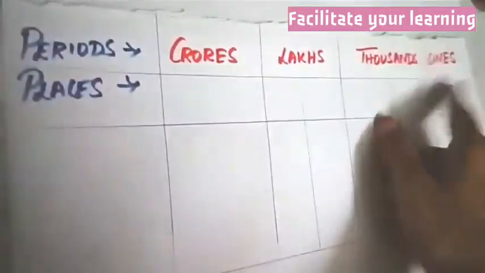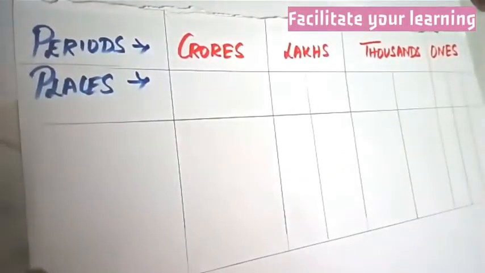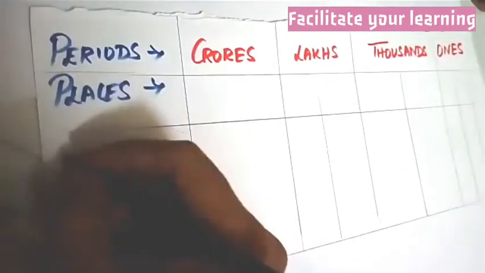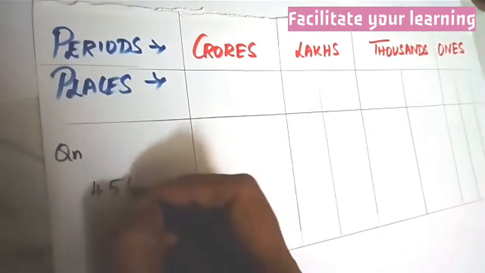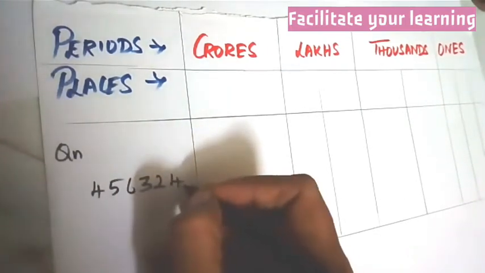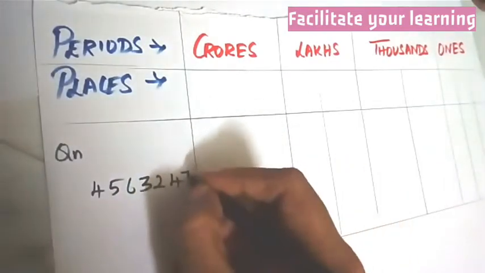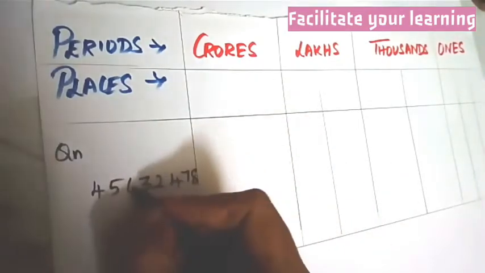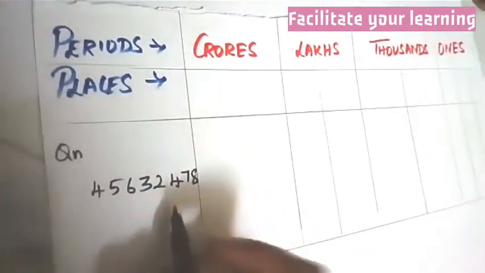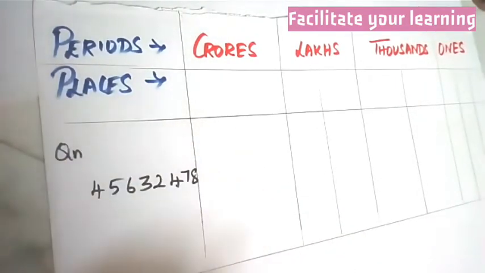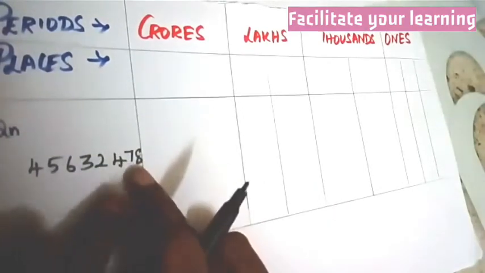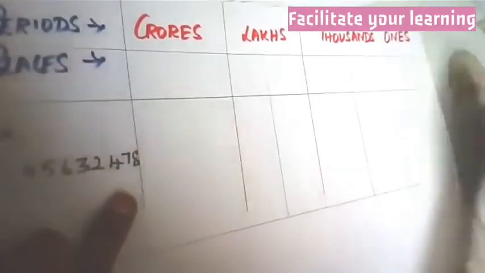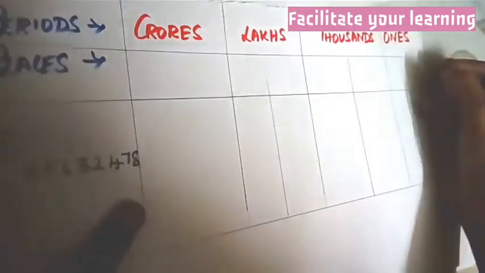Let's see an example on how to write an 8-digit number in a place value chart, and how to mark the periods using commas, and how to write it in words. Consider your question as 4, 5, 6, 3, 2, 4, 7, 8. An 8-digit number. The periods are ready. I have written ones, thousands, lakhs, and the new period for an 8-digit number is crores. And I am writing the place values.